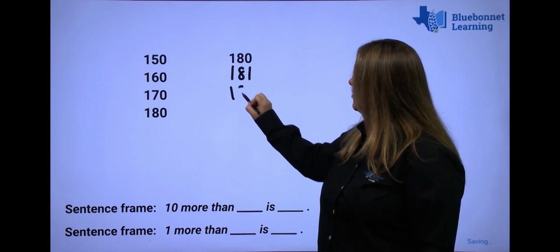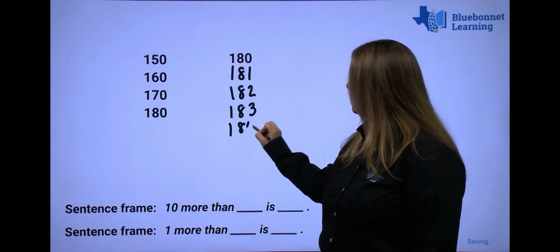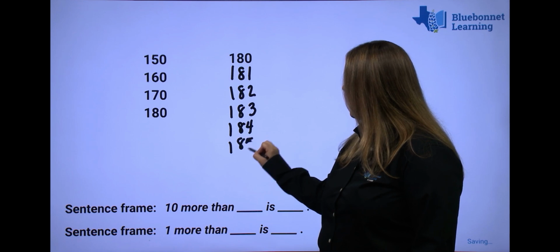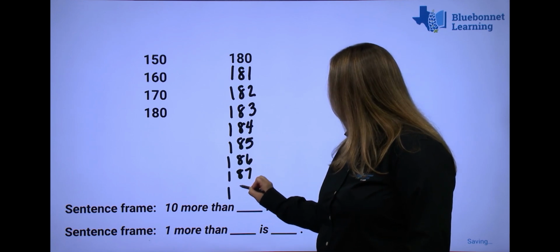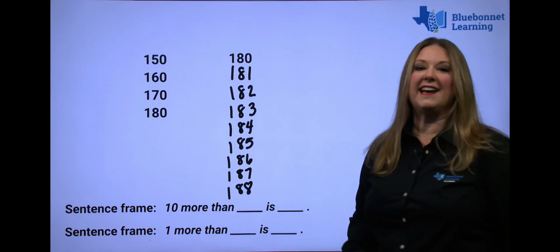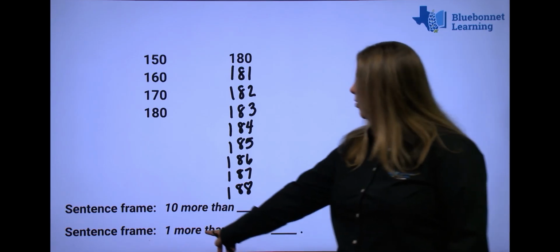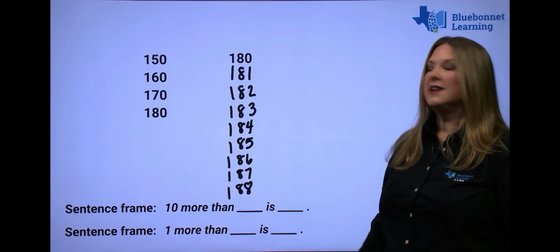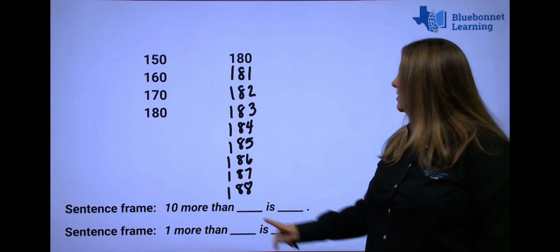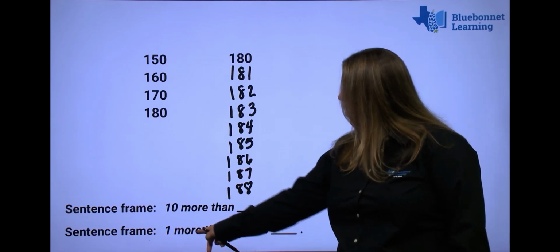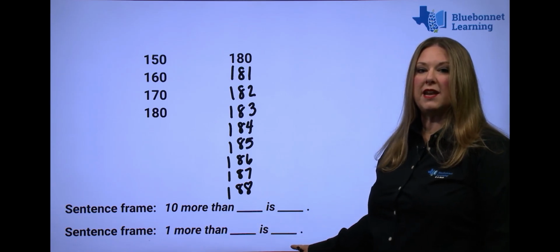181, 182, 183, 184, 185, 186, 187, and 188. Nice job. So let's use our sentence frames now with 1 more than. So let's start with 180, and we went to 181. So our sentence frame, we can say 1 more than 180 is 181.